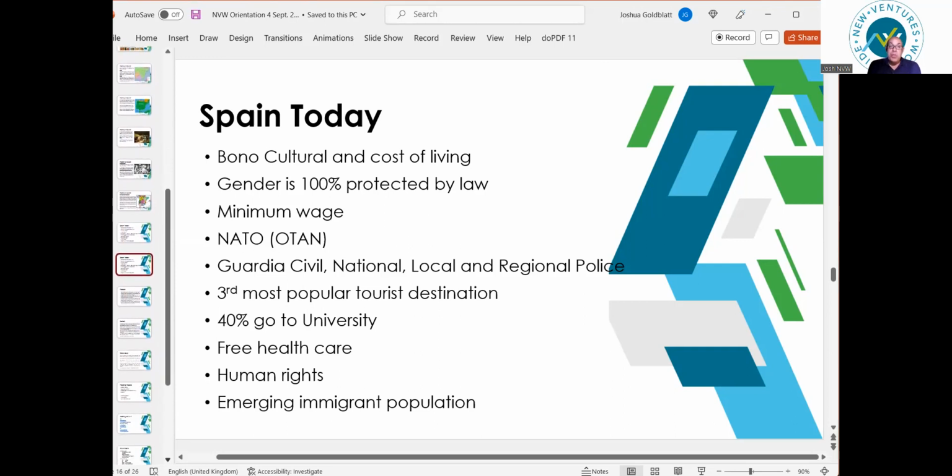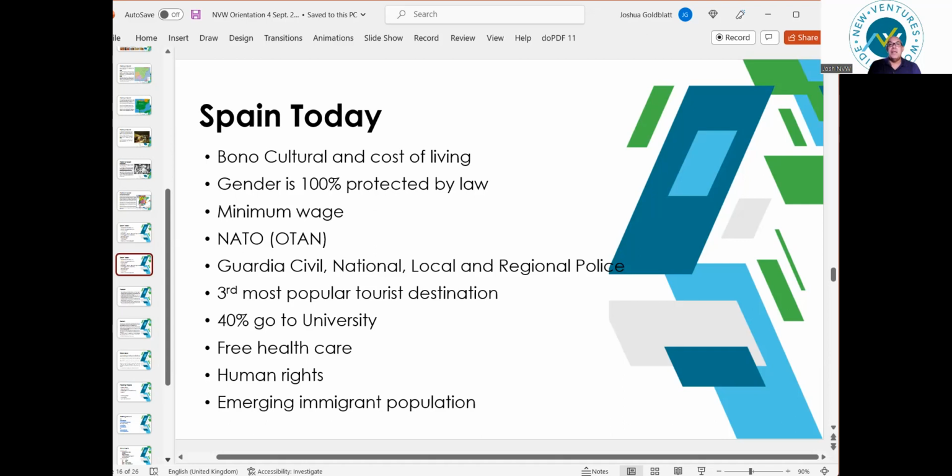40% of young people go to university. It's one of the highest. Why? Because it is very, very cheap or free. Okay. There is free health care for everybody. They don't pay anything. Okay.